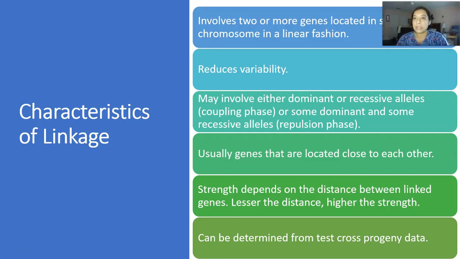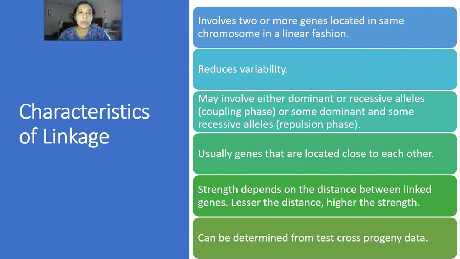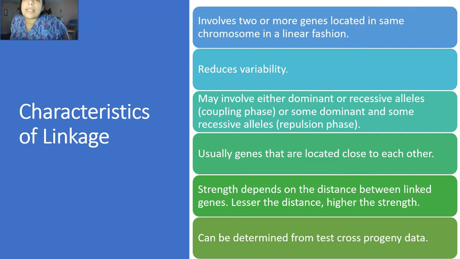So one of the things we do when we look at linkage is characterize the type of linkage that is happening. In our scenario, we look at whether it involves two or more genes that are located in the same chromosome. Are they on the same arm, in the same place? Are they present in a linear fashion? Once that is there, then we know that it's going to reduce variability. And then we need to look at whether they involve dominant or recessive alleles. So are they coupled, or do you have some dominant and some recessive, which is the repulsion phase?